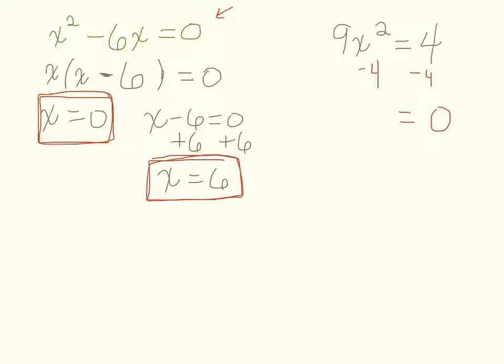Good, that's what I want. And on this side I'm going to get 9x squared minus 4. Alright? So 9x squared minus 4 equals 0. What do you notice about 9x squared minus 4?